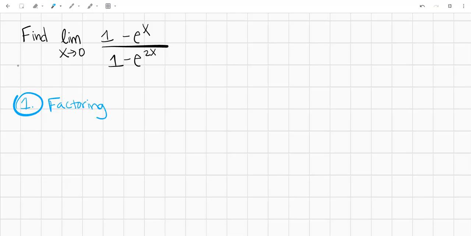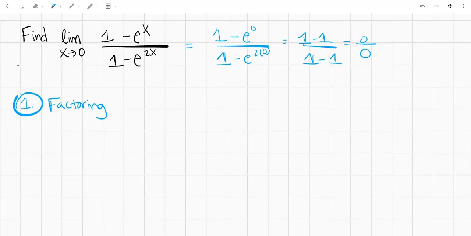If we were to just plug in 0 as is, we would get 1 minus e to the 0 over 1 minus e to the 2 times 0. This would leave us with 1 minus 1 over 1 minus 1, which is an indeterminate form, and this is not a solution. So we have to either factor or, if possible, use L'Hopital's rule.